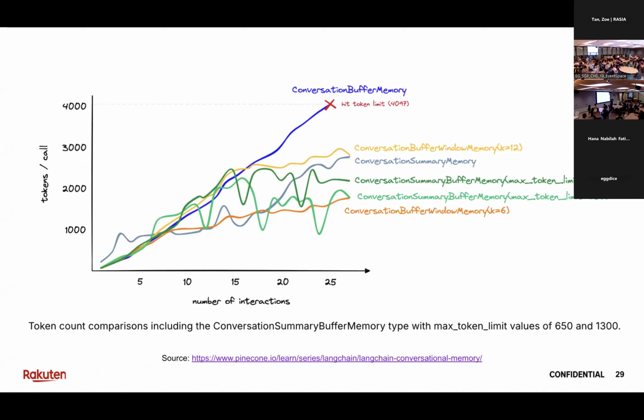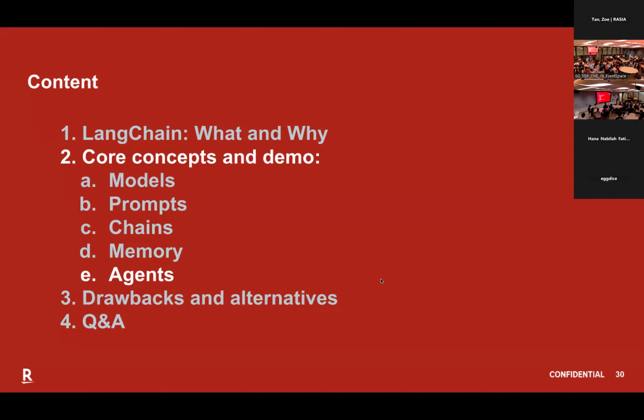And yeah, with conversation buffer window memory, the lower K is, the better the number of tokens. We're not keeping a lot. With conversation summary buffer memory, as you see here, if the max token limit is lower, the tokens per call is also better because, again, we're keeping fewer tokens in, not words, sorry. Yeah, so that's it on memory.